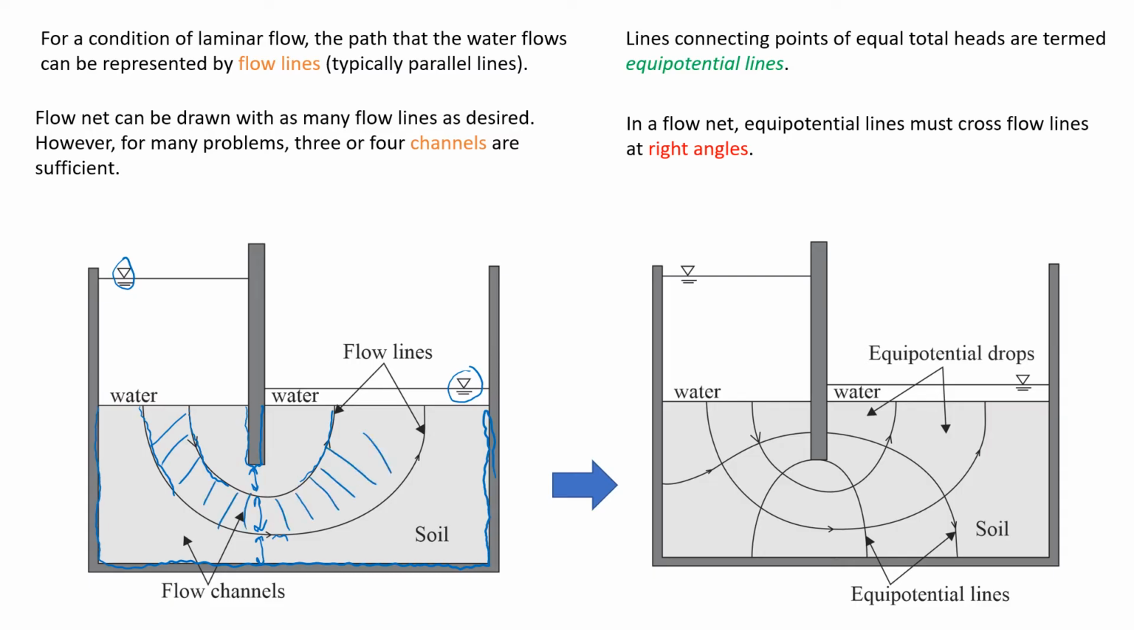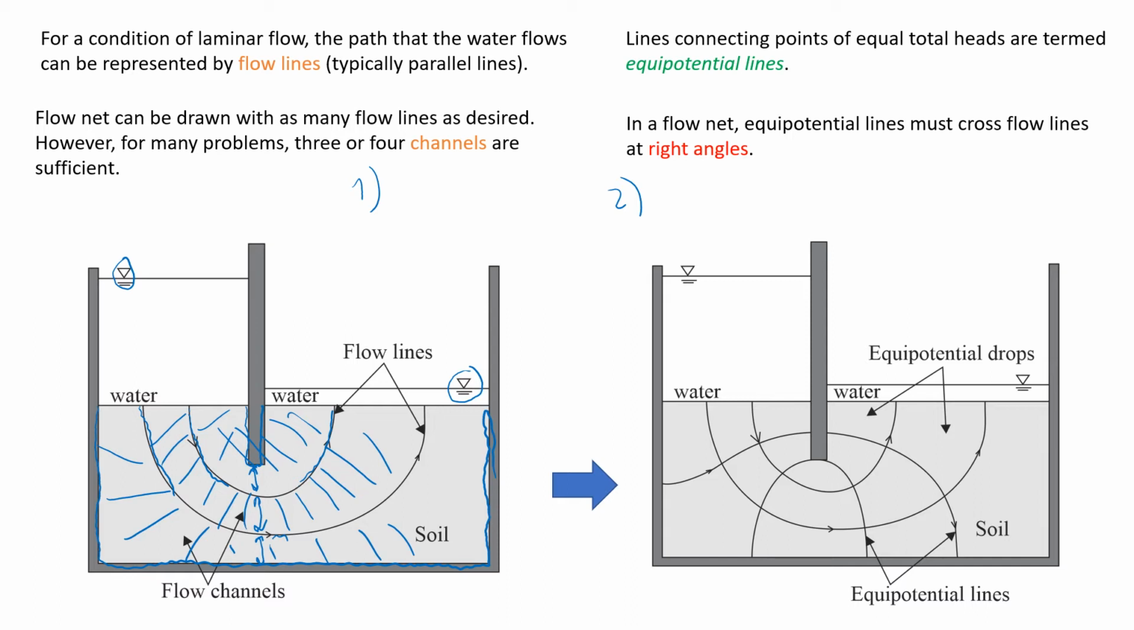We have another channel here, and one more here. So we have three flow channels for this flow net. Typically we would like to have about 3 to 5 flow channels. Of course, you can draw as many as you like, but I think about 3 to 5 will be enough. So this is the first step, and the next step is we're going to draw equipotential lines.